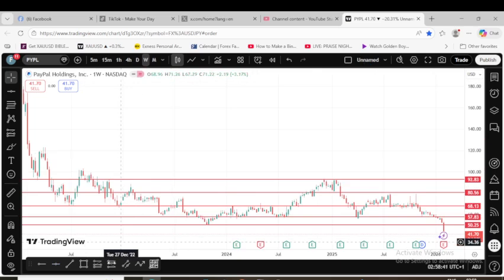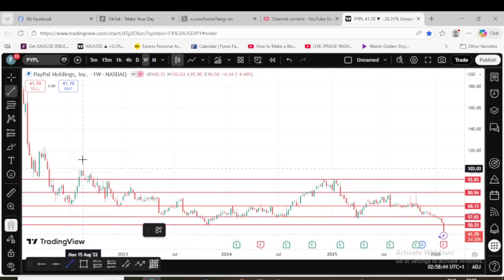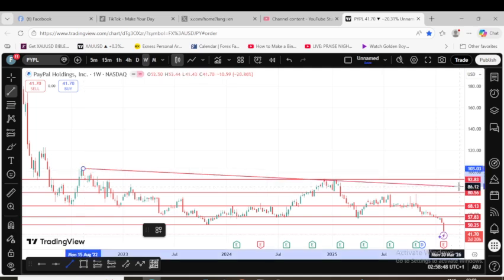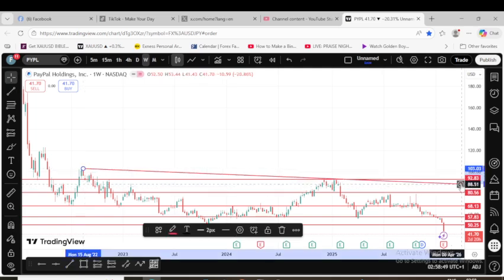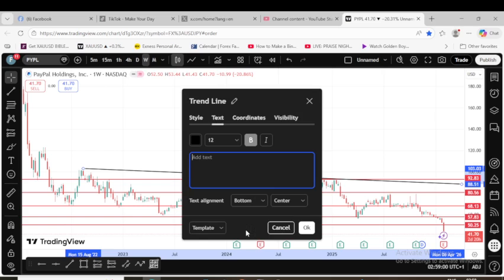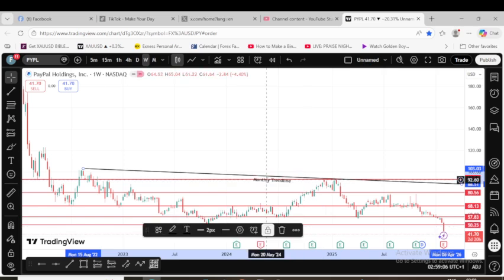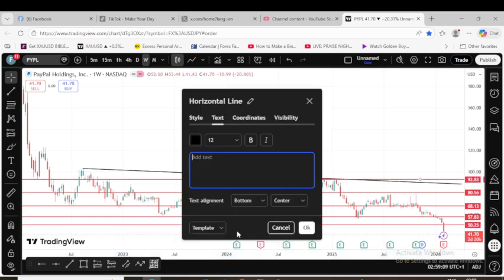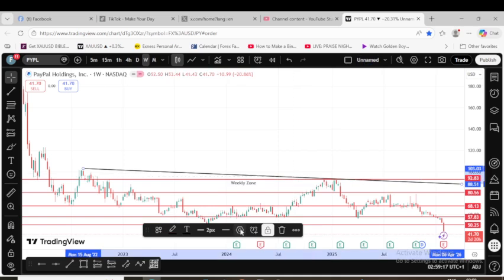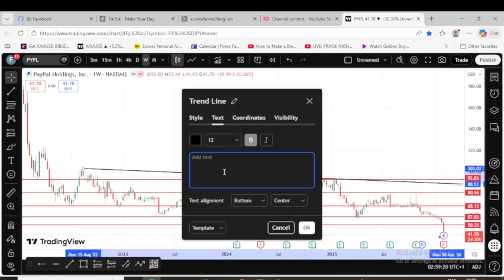Okay. Zones, we can also draw a trend line across these two points like this. So this will be our, let's make it black, this will be our monthly trend line. And this will be our weekly zone. I apologize, this is supposed to be our weekly trend line.